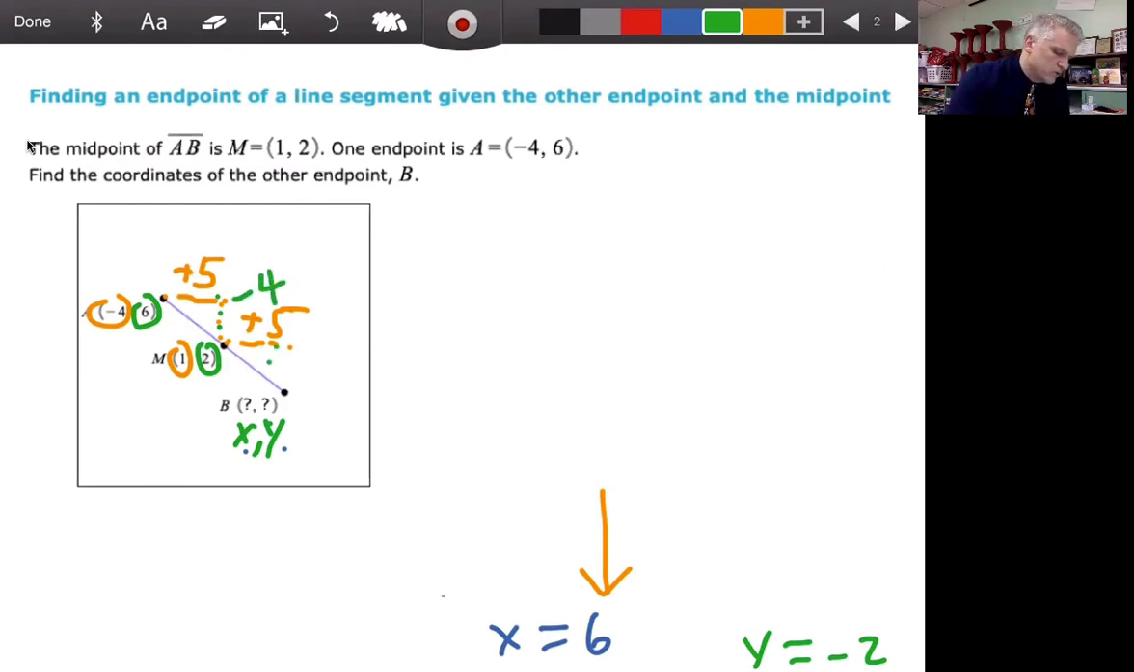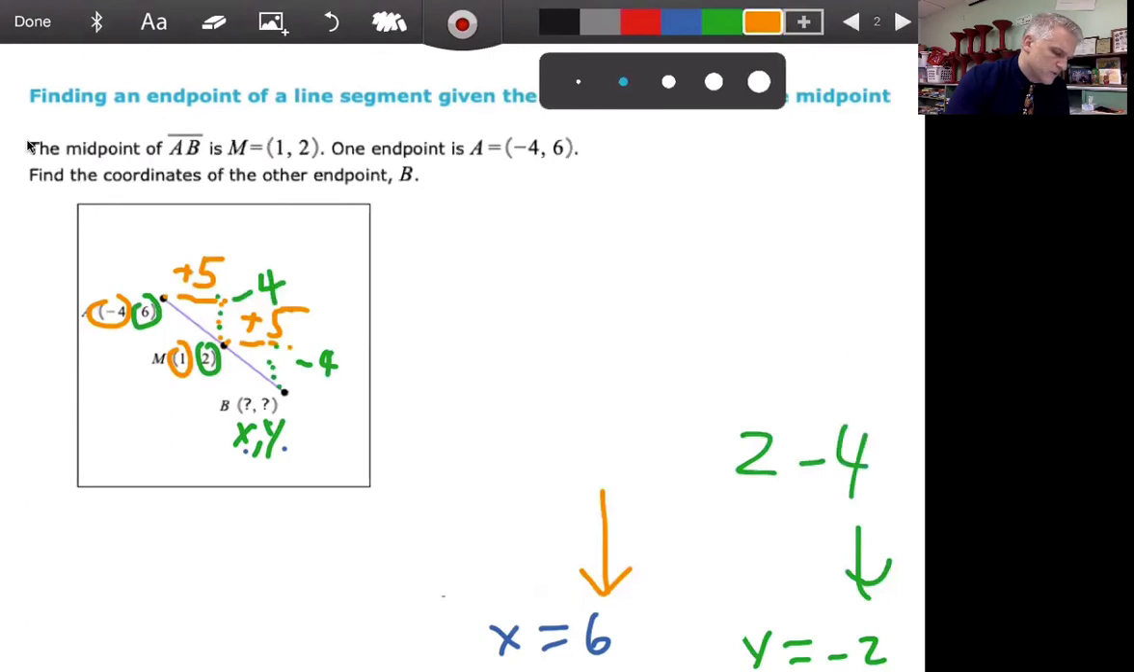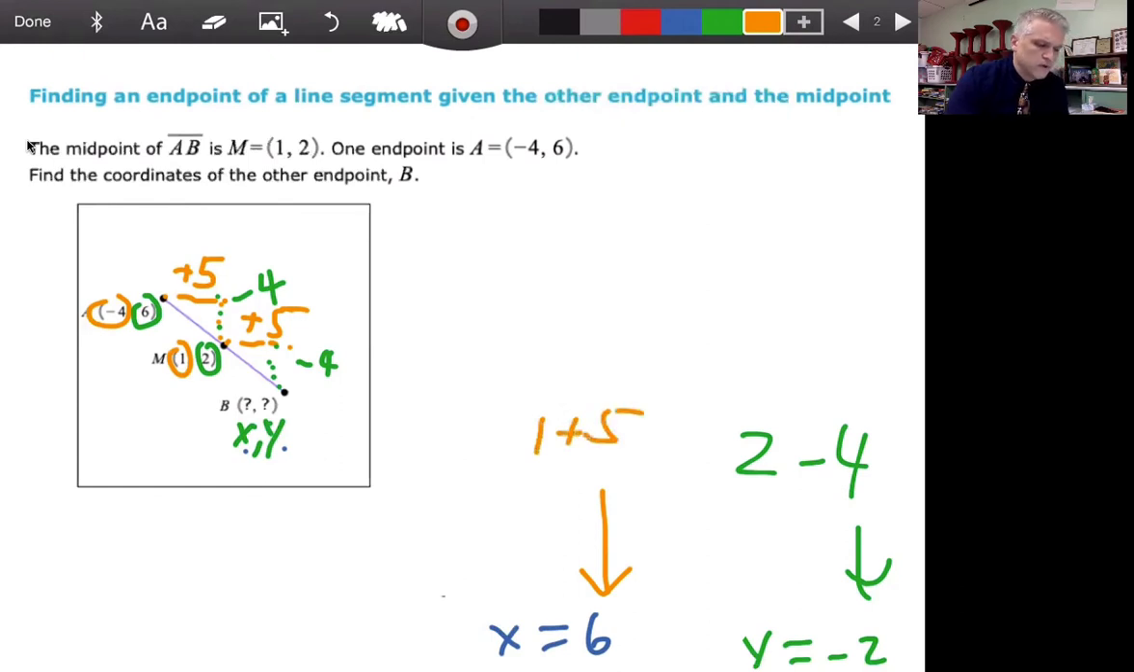So what are we going to do from the midpoint's y to the other endpoint's y? We're going to subtract 4 again. So what is 2 take away 4? 2 take away 4 is -2. So we got this with 2 minus 4. We got this one with 1 plus 5. So this could have been a quick, easy way to do it, but if you like the algebra way, you're all set. Let's look at the next question.